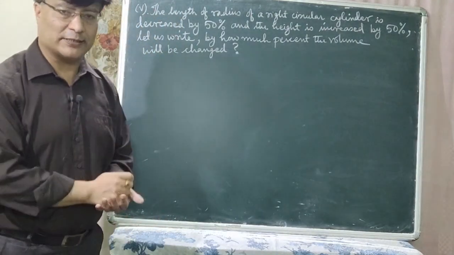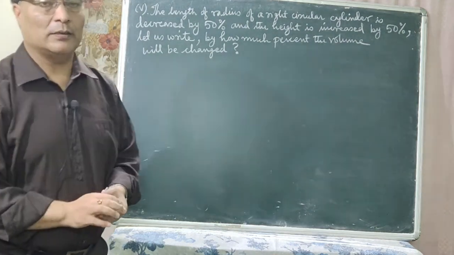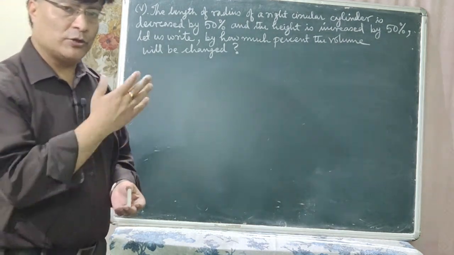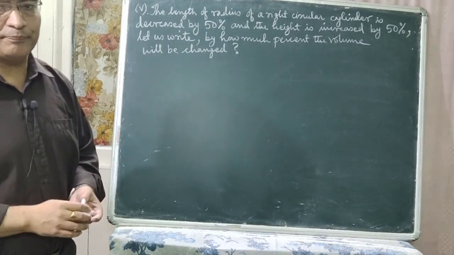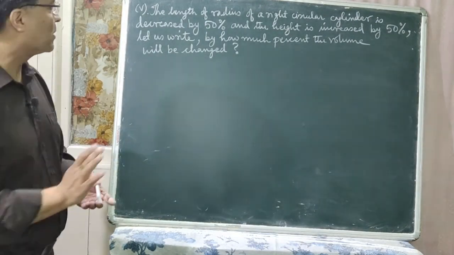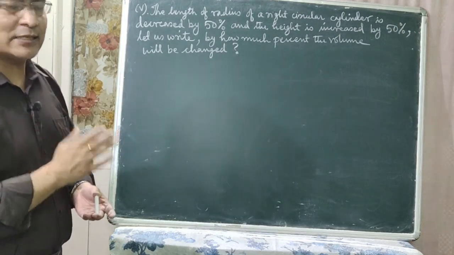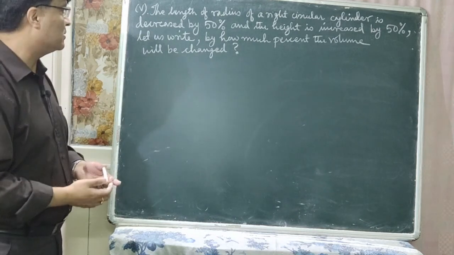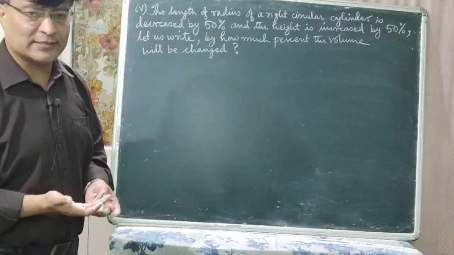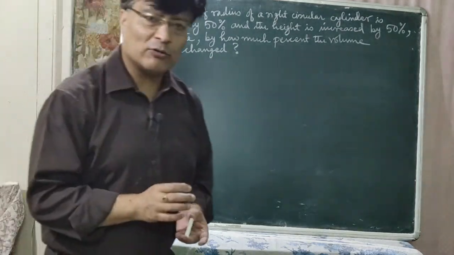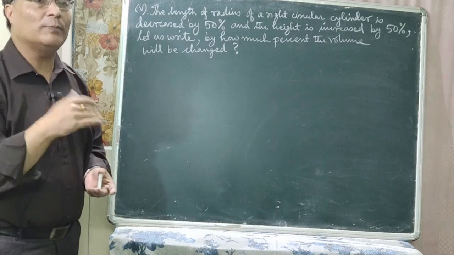So in the question it is given that the length of the radius of a right circular cylinder is decreased by 50%. What happened? By what percent did the radius of the cylinder decrease? It decreased by 50%. Understood? And the height is increased by 50%. So let us write by how much percent the volume will be changed. So you have to find out by how much the volume of the cylinder will be changed.